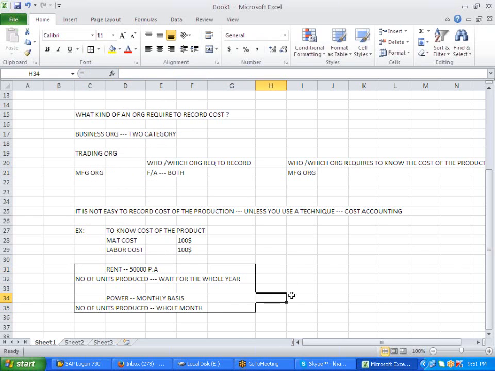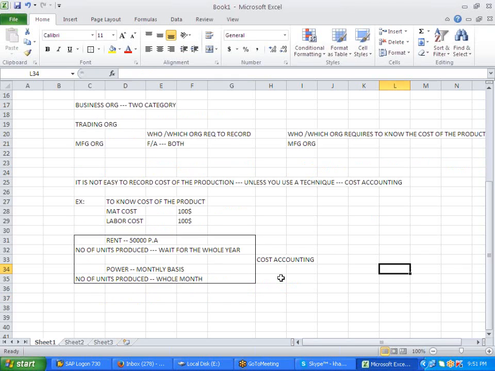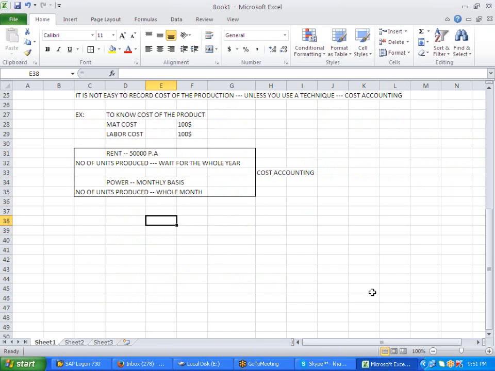I follow a technique called cost accounting. What is this cost accounting? I'll let you know all those things. First understand why this cost accounting is coming into the picture. To overcome this allocation of expenses, I use a technique called cost accounting.